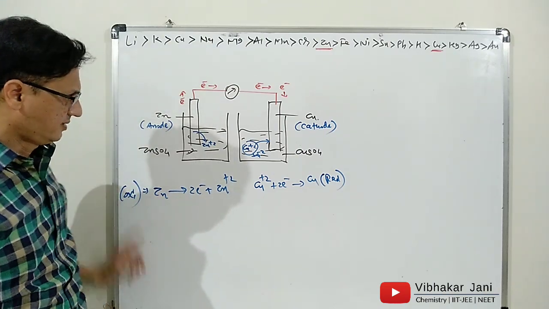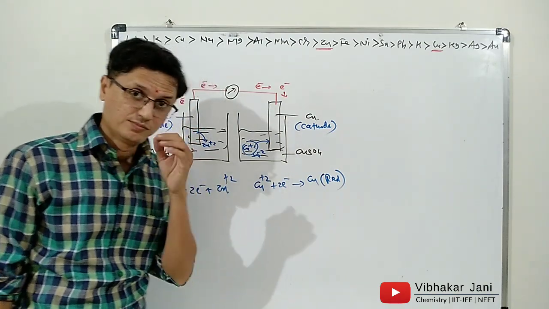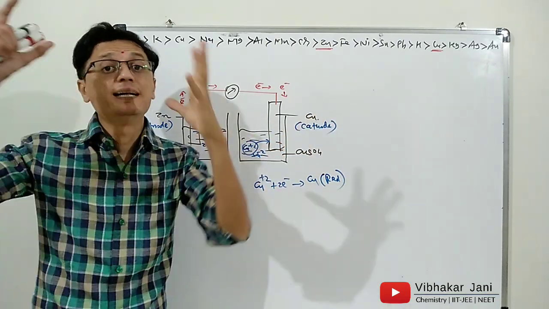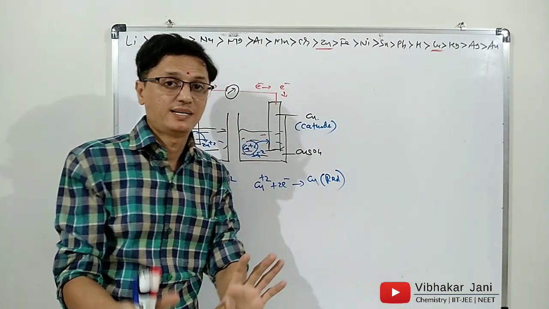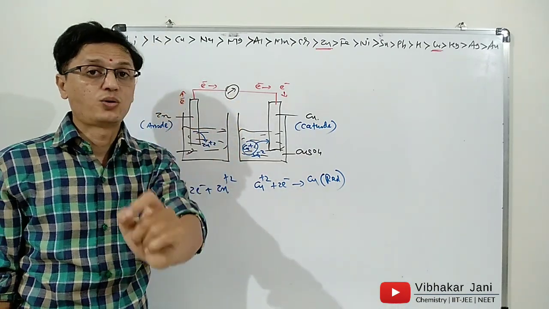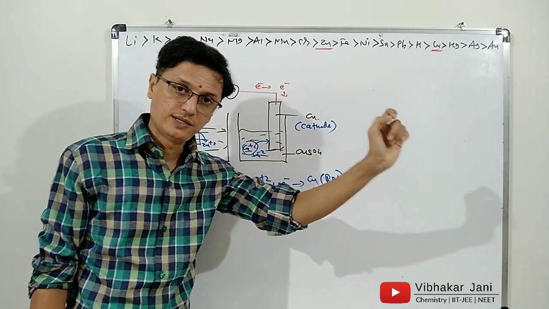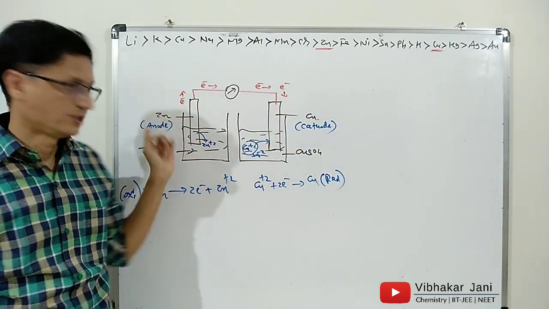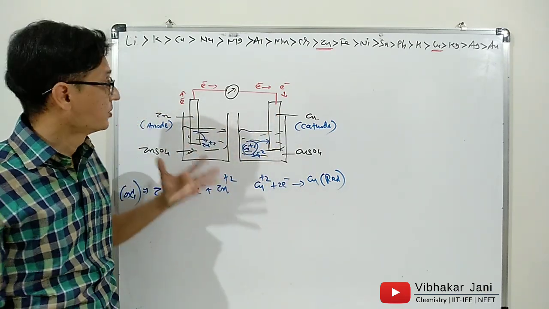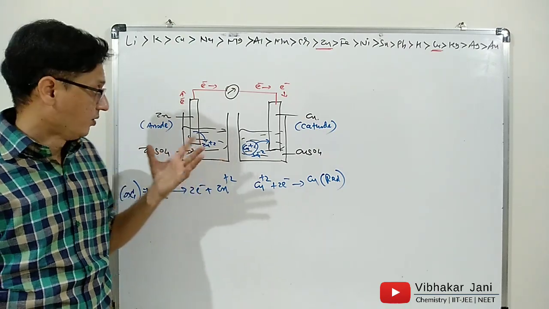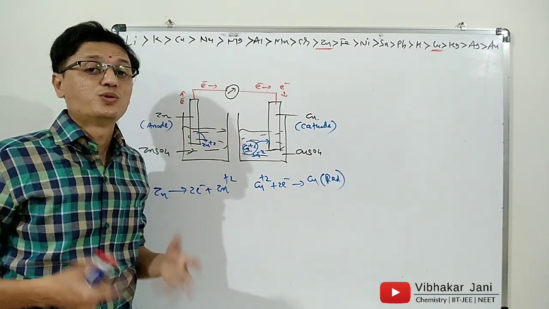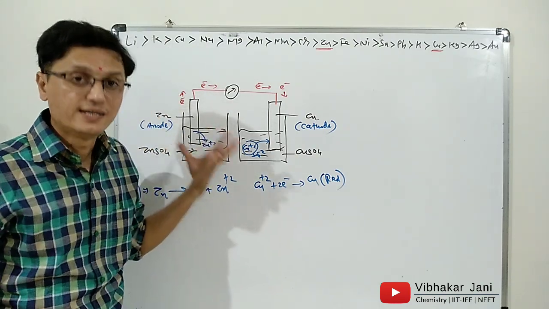Anode means oxidation, cathode means reduction. Fix this statement in your mind. In any kind of cell, whether it be an electrolytic or electrochemical cell, if oxidation is occurring, then definitely it is said to be the anode. And if reduction is happening, then it is said to be the cathode. Oxidation anode, reduction cathode. Now this cell has started working and it produces electricity.